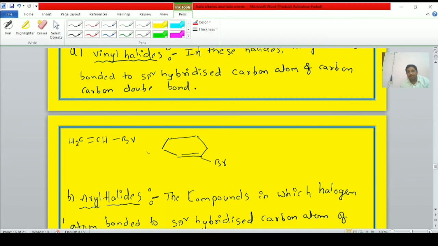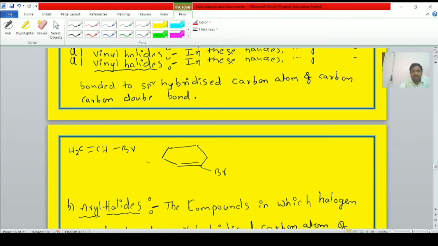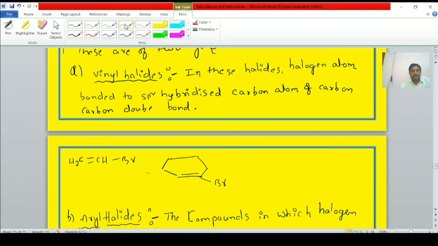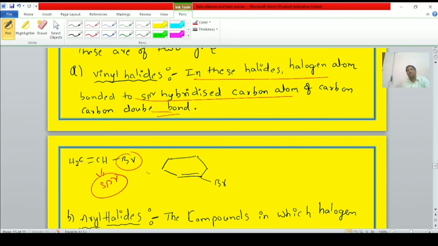The first one is vinylic halides, or vinyl halides. The definition: in these halides, the halogen atom is bonded to the sp2 hybridized carbon atom of a carbon-carbon double bond. Here, see, the halogen atom is directly bonded to the sp2 hybridized carbon atom of the carbon-carbon double bond.